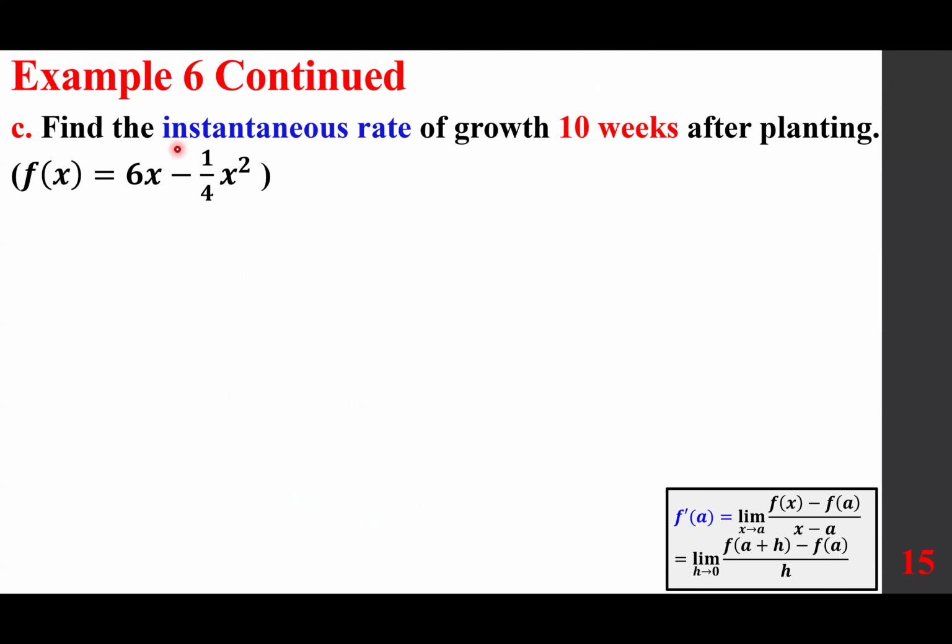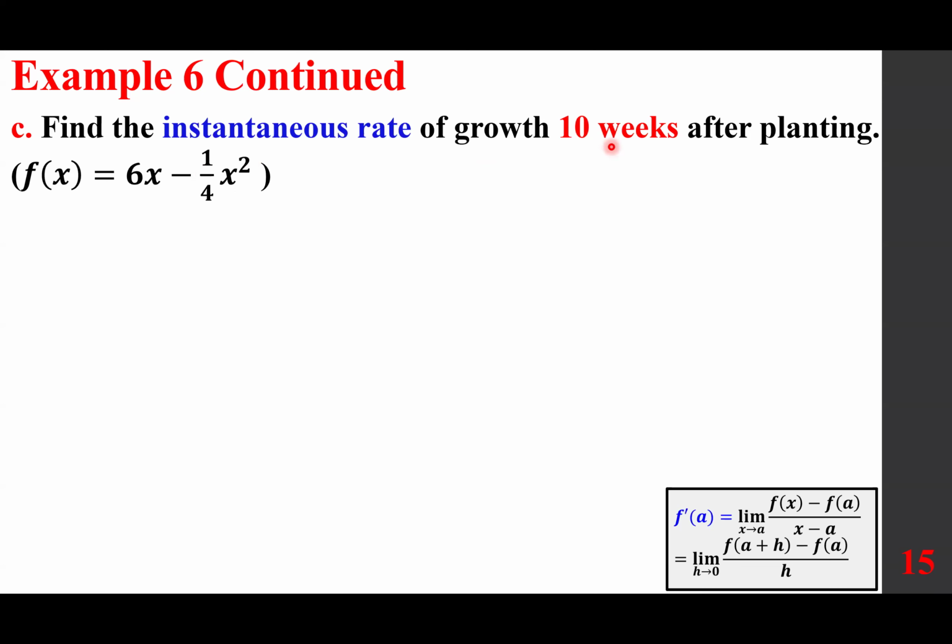Find the instantaneous rate of growth 10 weeks after planting. Again, reminding you the function given was 6x minus 1/4 of x squared. Now, if they don't mention instantaneous, it doesn't matter because one point in time is given. It means instantaneous rate of change, everybody. So we are going to use one of those formulas. I'm not going to use both. I highly recommend you use the other one for practice on your own.